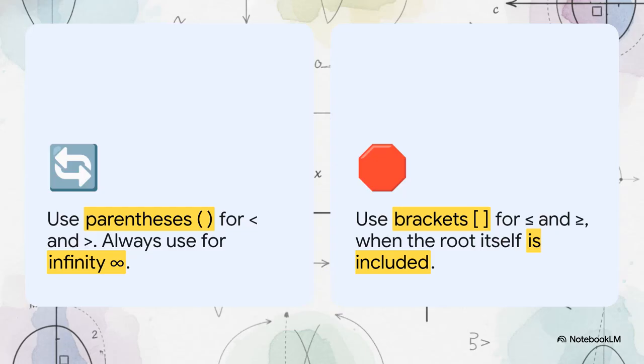And trap number 2 is all about the notation for your final answer. It's actually really simple. Use parentheses, the round ones, for strict less than or greater than. Use the square brackets when you have or equal to, because that tells you the endpoint itself is part of the solution. Oh, and remember, infinity and negative infinity always get parentheses, because you can't actually get there.